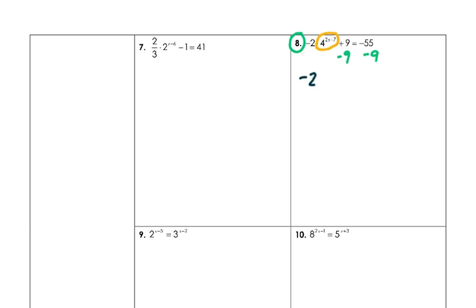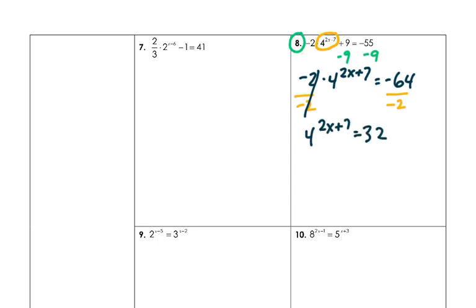But right now, I should have negative 2 times 4 to the 2x plus 7 equals negative 55 minus 9. How about negative 64? Almost isolated. Let's divide both sides by negative 2. I get 4 to the 2x plus 7 equals positive 32. My base term is isolated successfully. Let's switch into log form. I've got log base 4 of 32 equals 2x plus 7.